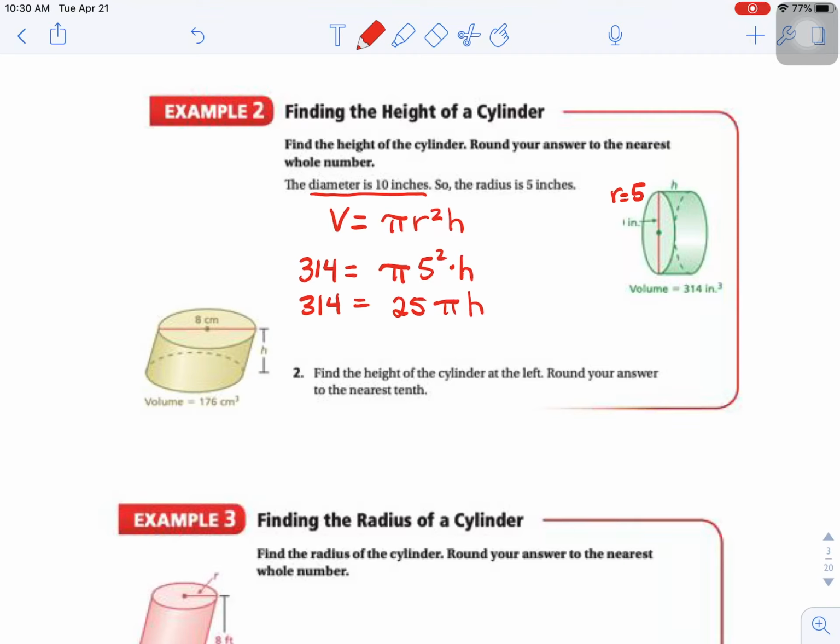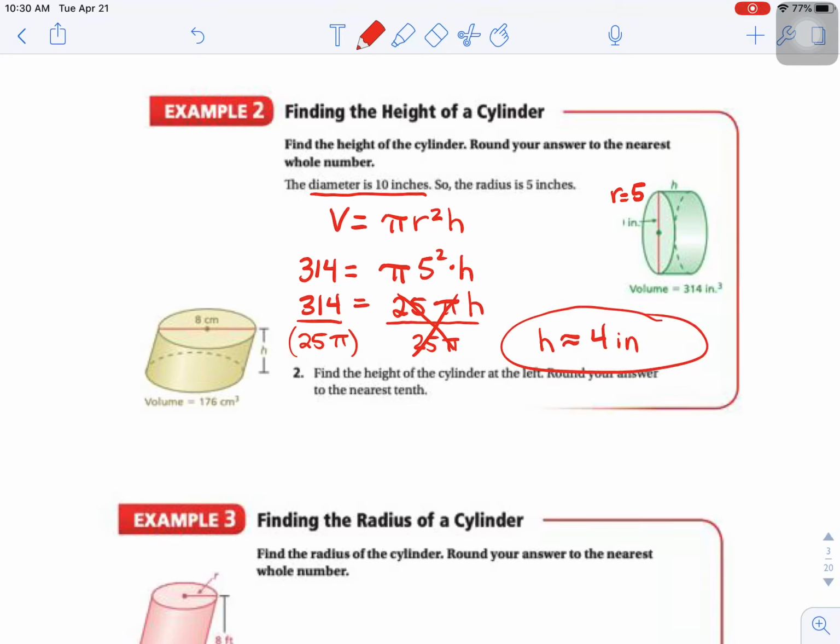So we get 314 equals 25 pi times h. I want to get h by itself, so I'm going to divide by 25 pi. When you do that in your calculator, either make sure you put this in parentheses or calculate what 25 pi is first, so your calculator gives you the right answer. And here we find out that our height is about 4 inches.